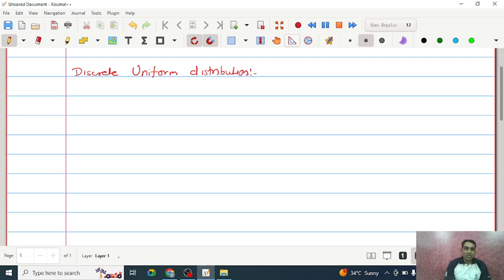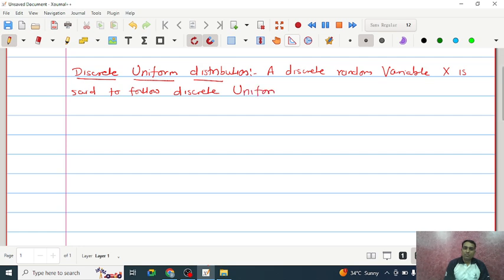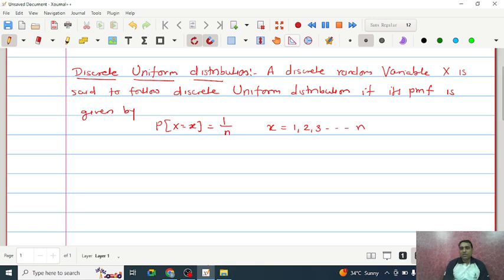The definition of this distribution: a discrete random variable capital X is said to follow discrete uniform distribution if its PMF, that is probability mass function, is given by probability of X equal to x is 1 by n, where x takes values 1, 2, 3 up to n.